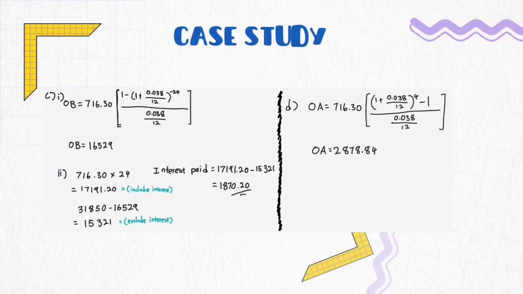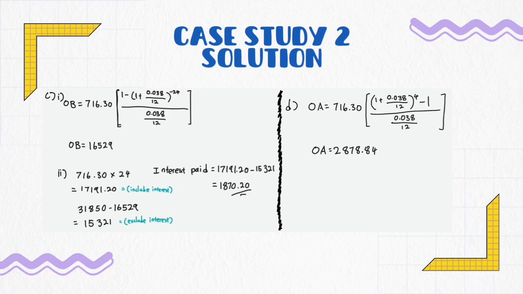For question C, it is said that Datin Zulaika wants to settle the loan immediately after paying the 24th month payment. So to calculate this, we need to use the present value formula. And now substitute all the numbers into the formula, and the answer will be 16,529 ringgit, and that is the outstanding balance that she will need to pay if she wants to settle the loan after the 24th month payment.